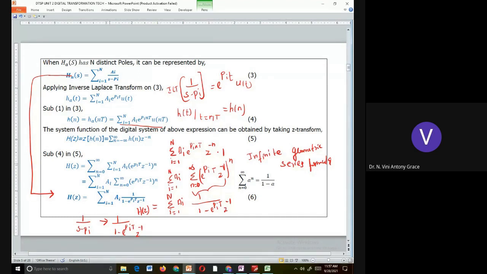So whenever I want to convert an analog filter transfer function into a digital filter transfer function, I can simply make use of this formula. 1 by s minus p i should be converted into 1 by 1 minus e power p i T z inverse. We can apply this transformation formula alone, and we can simplify by substituting the value of p i.